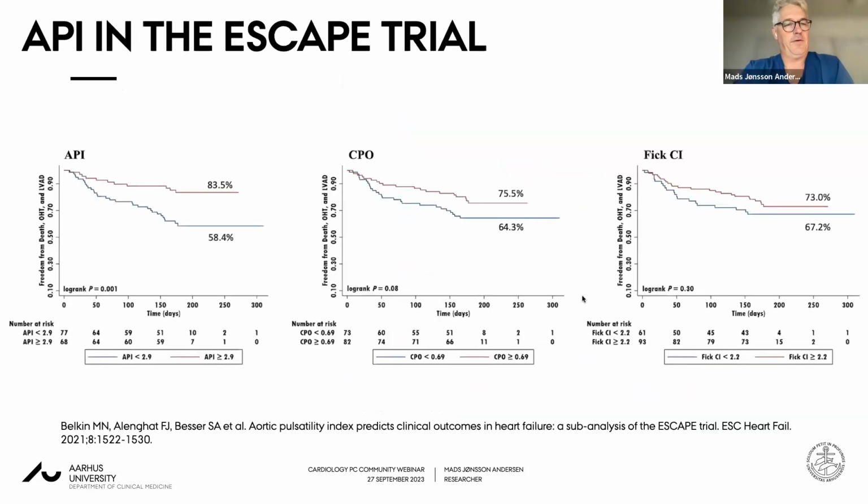He also had data from the ESCAPE trial, and he looked at the aortic pulsatility index on the 189 patients with both mean arterial pressure and wedge pressure measurements. And they found that the aortic pulsatility index was superior to cardiac power output using the old calculation and cardiac index calculated by Fick. And they found that an aortic pulsatility index above 3 was associated with decreased risk of death and the need for advanced therapies at 6 months.